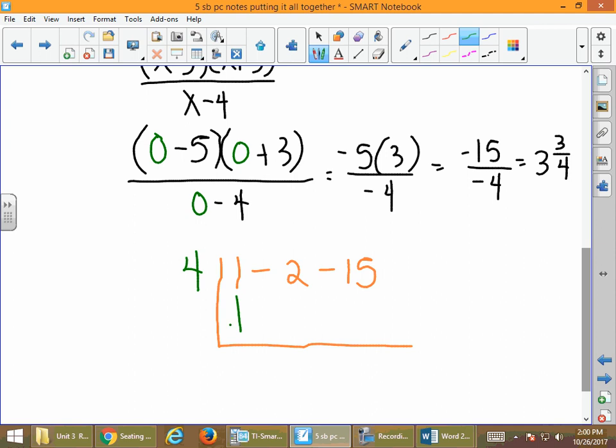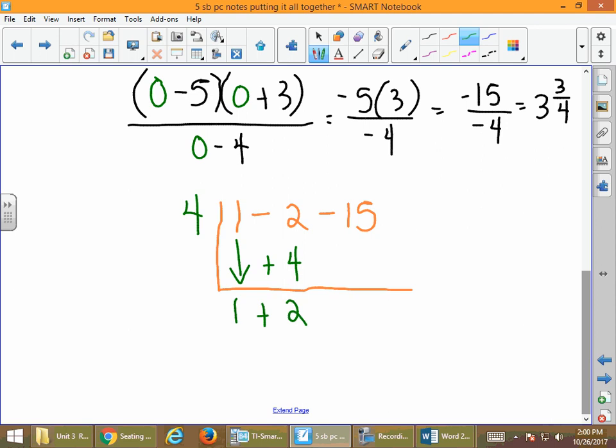And we're going to carry down the 1. 4 times 1. Positive 4 times positive 1 is positive 4. And negative 2 plus 4 is 2. 4 times 2 is 8. And negative 15 plus 8 is negative 7. Remember that that negative 7 is the remainder. That's the remainder. We don't need to worry about that.